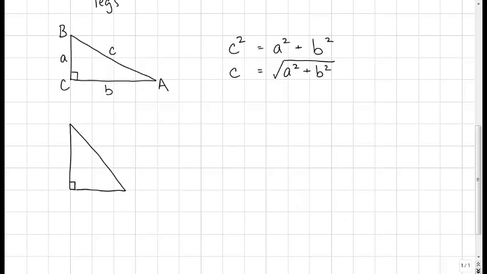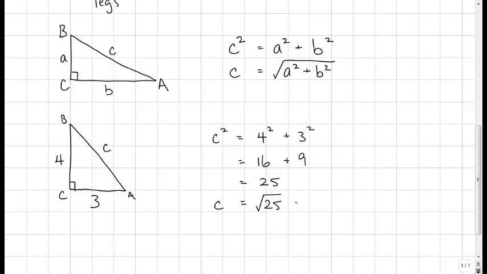If we have a right triangle with legs of 3 and 4, we can calculate the hypotenuse, c in this case, by using the Pythagorean theorem. c squared is equal to a squared plus b squared, 4 squared plus 3 squared, and that's 16 plus 9, which is 25. So if I have c squared equal to 25, then c is equal to the square root of 25, and since 25 is a perfect square, this comes out to be exactly 5.